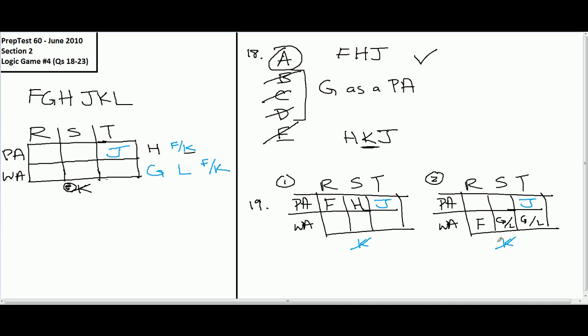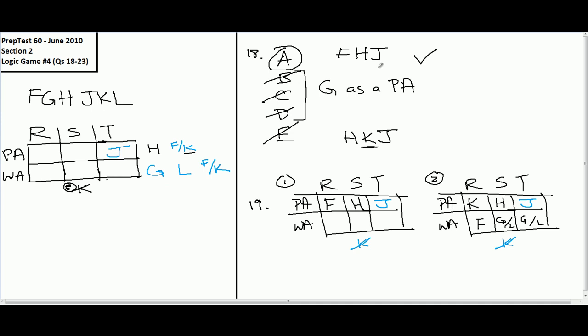Well, what is the only other rule we're concerned with? We know that K cannot go to Spain. So if we're left with H and K cannot go to Spain, that means K must go to Romania as a photographer's assistant, and H must go to Spain as a photographer's assistant.